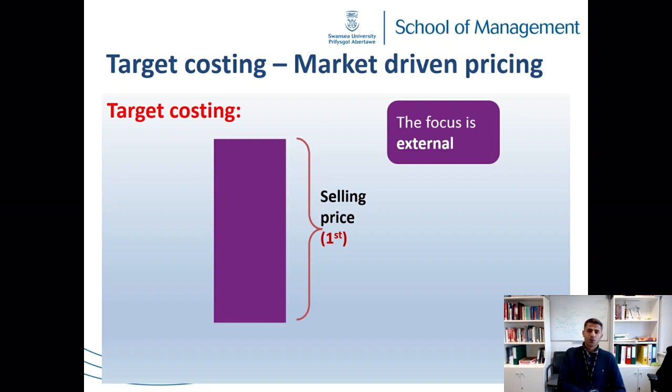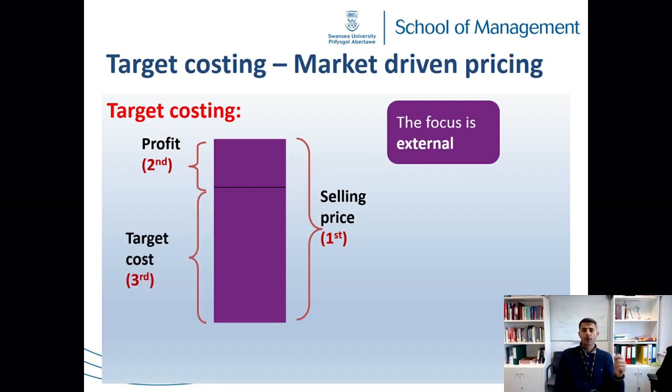So we start with the selling price, and after that you deduct the desired profit or desired return, which is a percentage of the sales margin. Of course, say the selling price is £2 per unit. If you deduct the profit, let's say 50 pence, you will end up with what? The target cost would be £1.50.